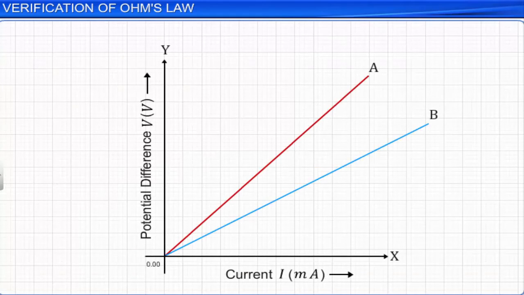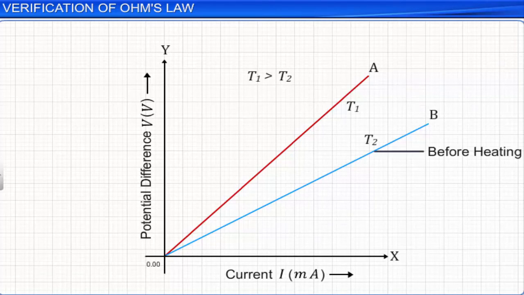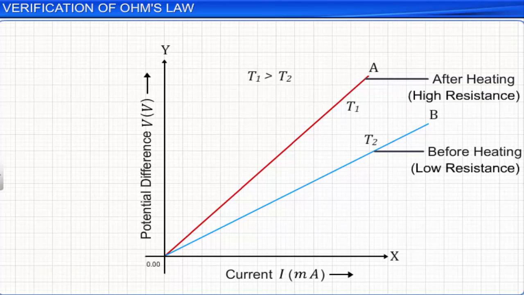Let us now consider the VI graphs of a conductor at 2 different temperatures, T1 and T2, where T1 is greater than T2. Thus, T2 is the temperature of the conductor before it is heated, and T1 after it is heated. The VI graph of the conductor after it is heated is steeper than its VI graph before heating. This is because as the temperature rises, the resistance of the conductor increases.